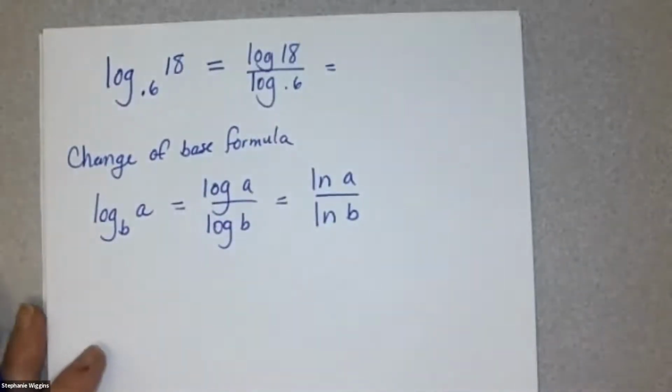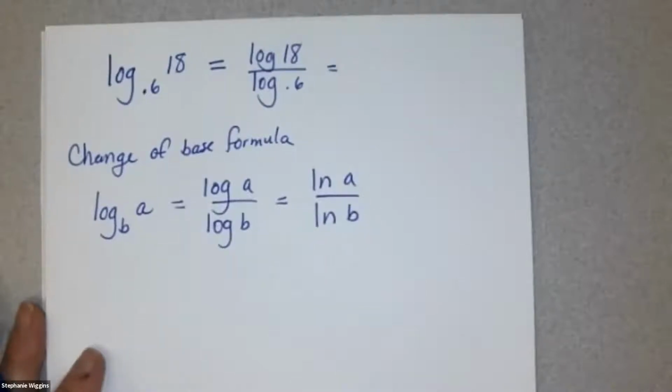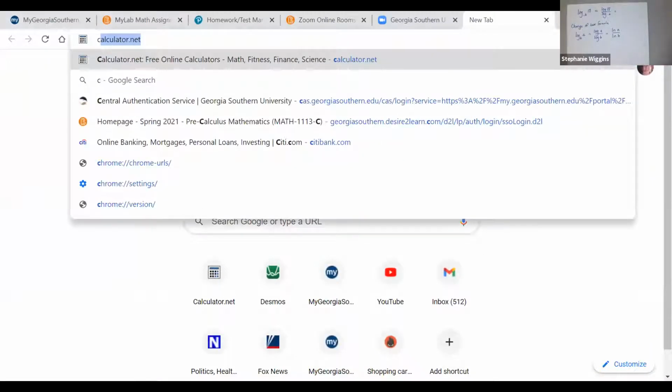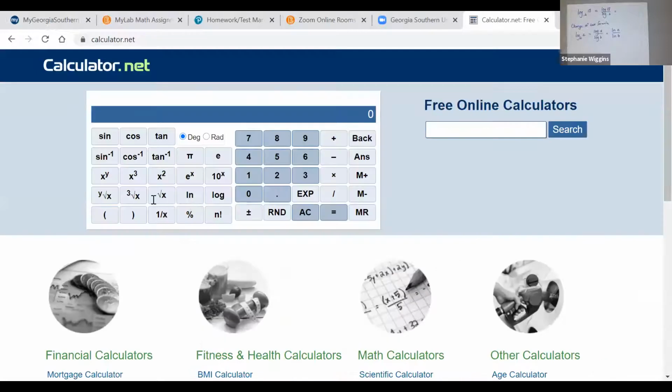So going to the calculator, you take the log of 18, close the parentheses. Don't forget to close the parentheses because if you don't, you're going to be dividing 18, not log of 18. So then divided by the log of 0.6. So that's negative 0.658.